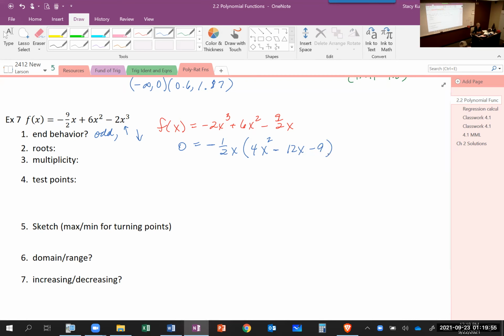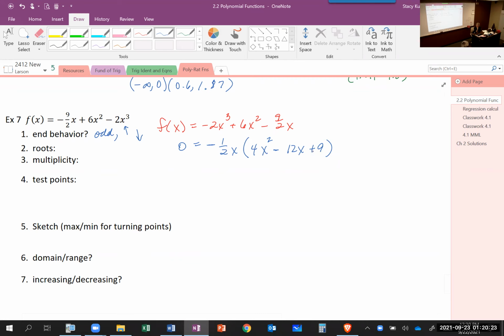Challenge yourself to multiply that 1/2 back in there, and do you get what we started with? You should, okay? We should get the same thing. And I factored the negative out because I want my leading term to be positive when I try to factor that trinomial. Does the 9 become positive too? Yes, it does. Thank y'all for paying attention to the signs.